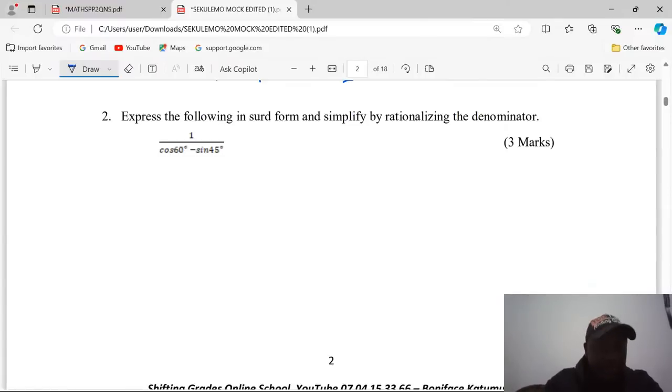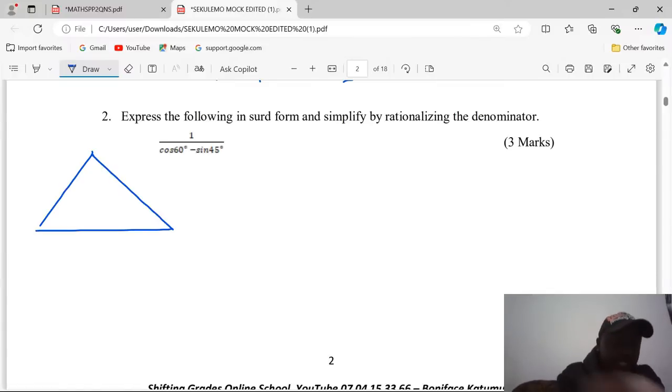For the 60, this is how you should proceed. Get used to drawing an equilateral triangle. Let's say it has sides of 2 units. Equilateral means all the sides are equal. We have 60, 60, 60, then 2 units, 2 units, 2 units. Now you divide it into 2. When you divide exactly into 2, you will get 1 unit at this point and 1 unit at this point.